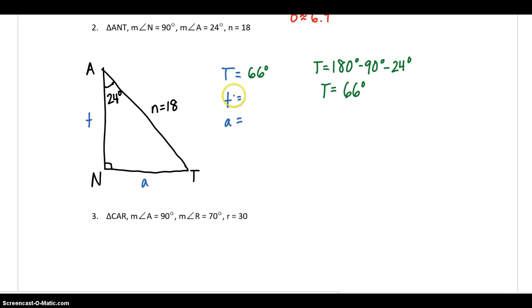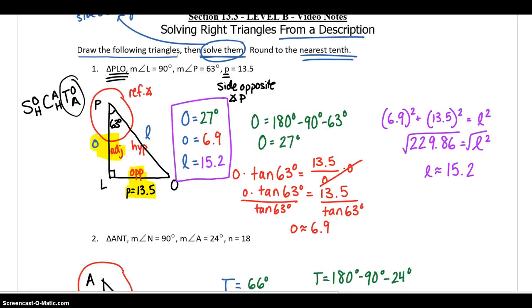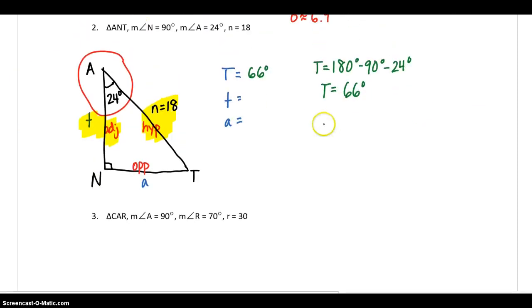That means we need to write a trig equation. So I'm going to circle my reference angle, and then label opposite, adjacent, and hypotenuse. I'm going to solve for side T first, and I know that N is 18, so that means I want adjacent and hypotenuse. Adjacent, hypotenuse, that's cosine. So I'm going to set up a cosine equation: cosine of my reference angle equals adjacent, which is T, divided by hypotenuse, which is 18.